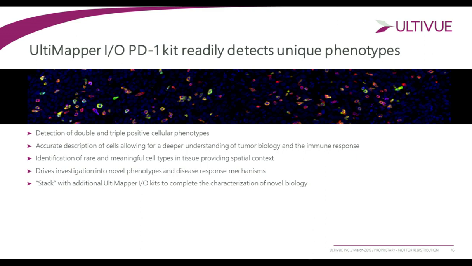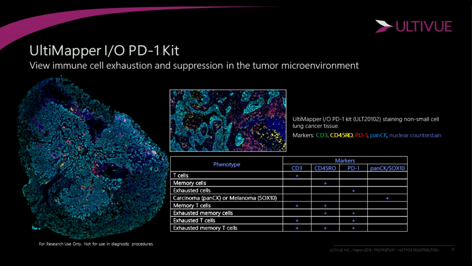And since we're at the basic limit of the primary antibody and we don't use secondaries, we are very easily and readily able to detect co-expression of multiple markers on a single cell. So our UltiMapper kit, for example, right here, and what I had highlighted with the TAC kit earlier, you can detect a variety of cell types, from memory cells to exhausted memory cells to exhausted T cells. And that's simply using 4 markers in this specific panel.